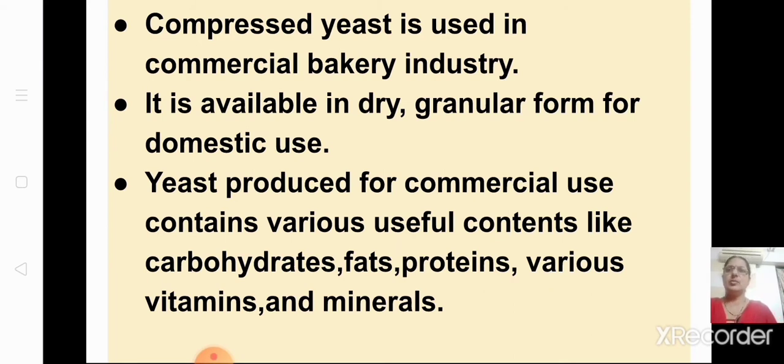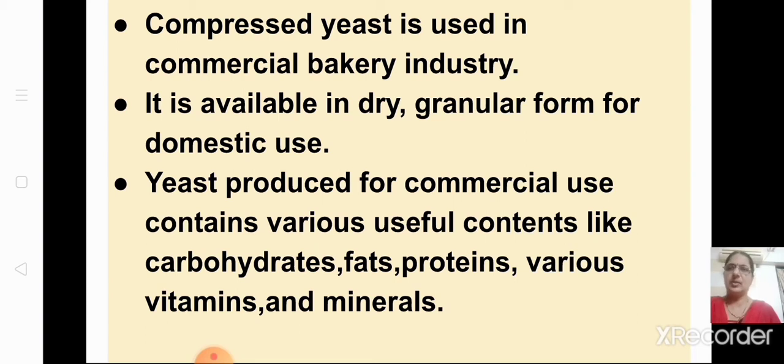Okay, now let us go to this. Compressed yeast is used in the commercial bakery industry. Okay, so in a commercial shop making a bulk amount of bread, compressed yeast is used. It is available in dry, granular form for domestic use. So it is available in many forms.